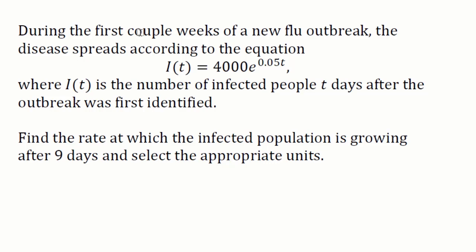So during the first couple weeks of a new flu outbreak, the disease spreads according to the equation I of t, so that's the amount of infections, equals 4,000 times e to the 0.05t. Again, I represents the number of infected people, and t is the number of days after the outbreak was first identified.